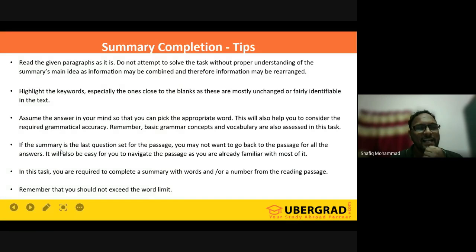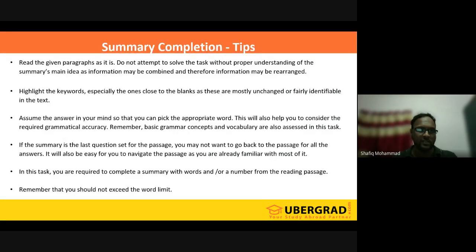What this tip is saying is, if you get a summary in the last section and last set of questions, one thing you can do is, without going back to the passage, just look at the answers in the table which is given. This usually happens in the third section, which is the difficult section we were talking about.